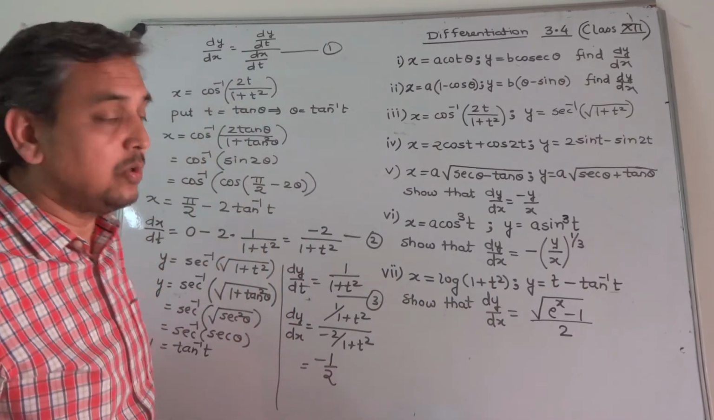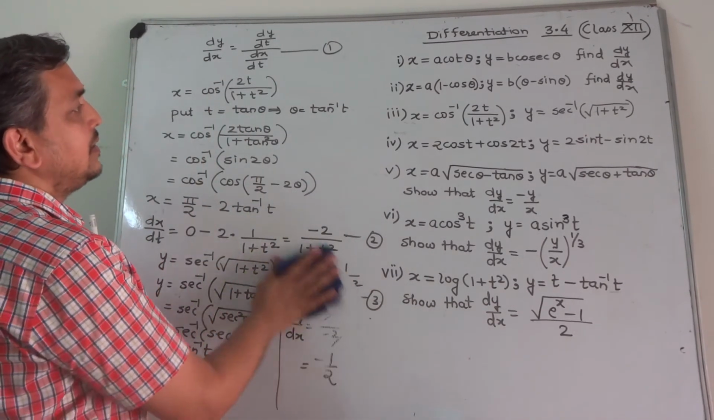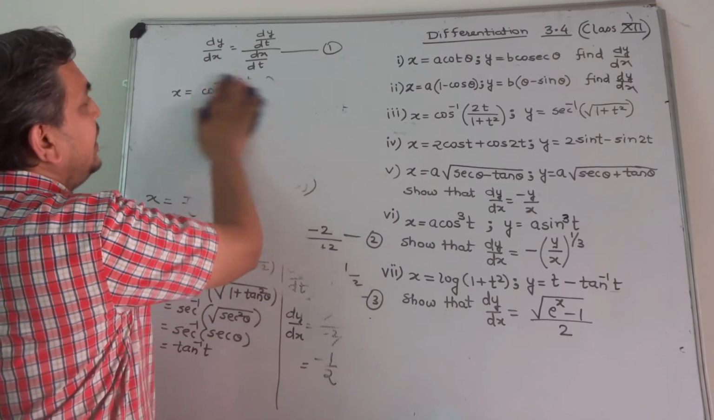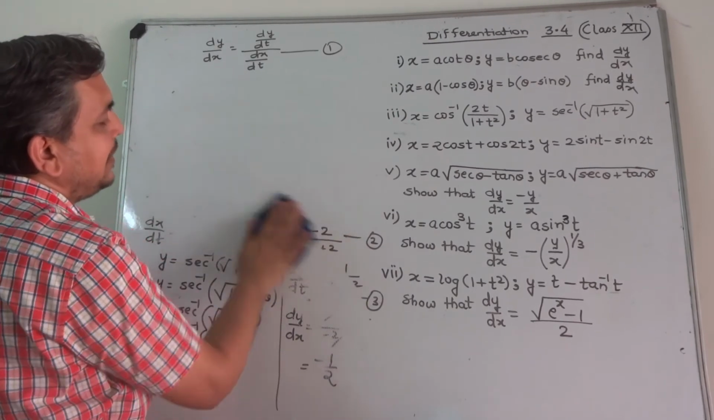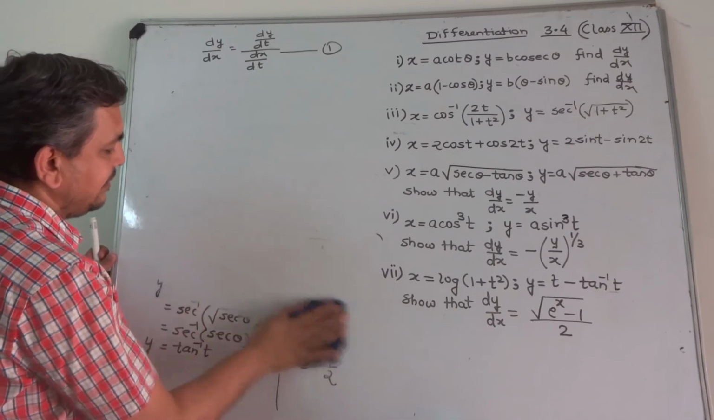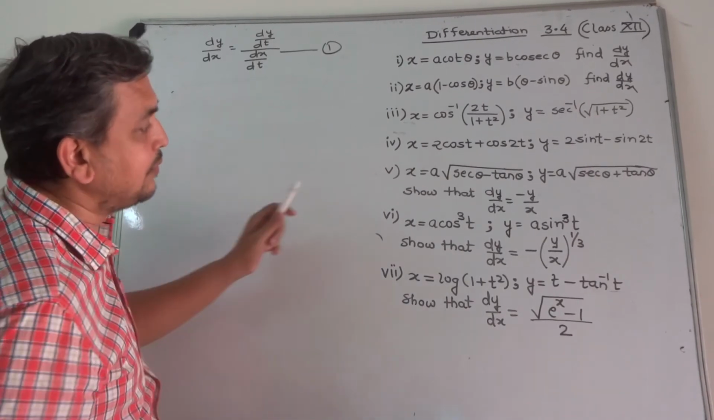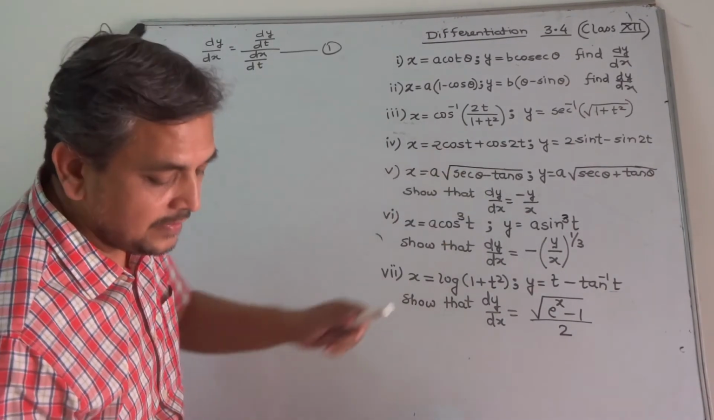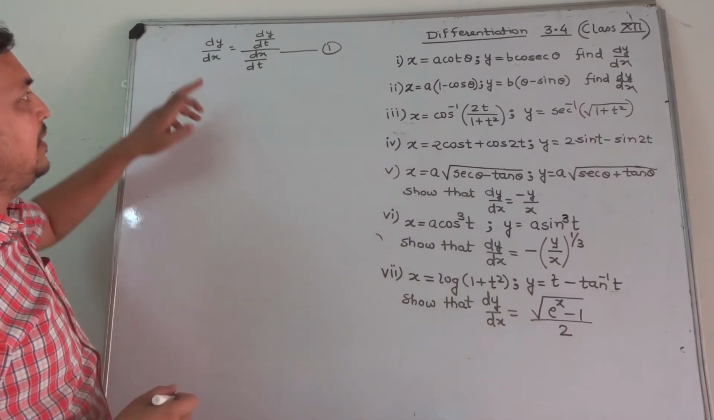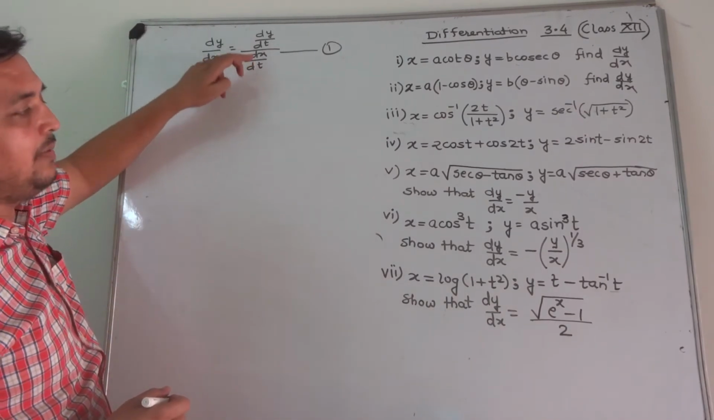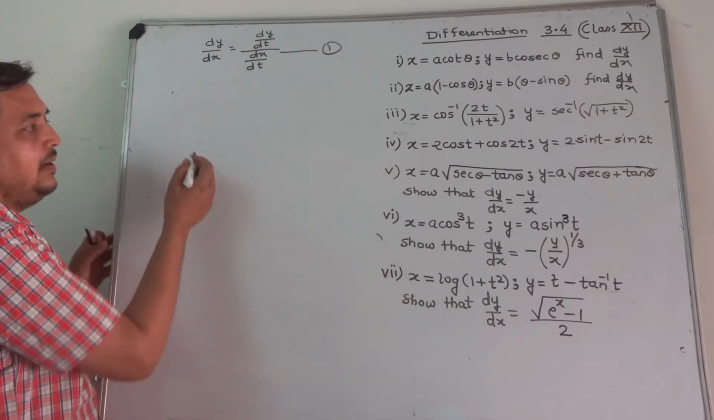So this is the solution for question 3. Students, in question 4, again we see the variable parameter is not theta, it is t. Now if t is the variable, then dy by dx is equal to dy by dt upon dx by dt.